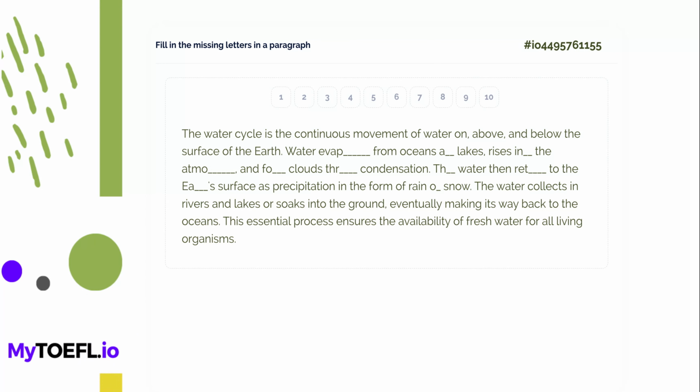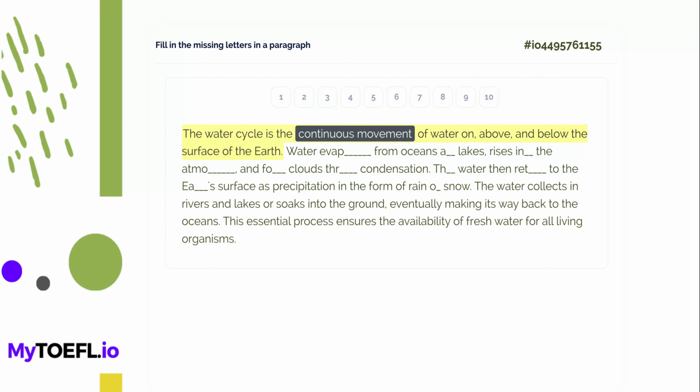Let us first look at the opening sentence. To begin, let's examine the very first sentence to understand the main topic of the passage. The water cycle is the continuous movement of water on, above, and below the surface of the earth. This sentence gives us the definition of our topic. The phrase continuous movement tells us that this process never stops.